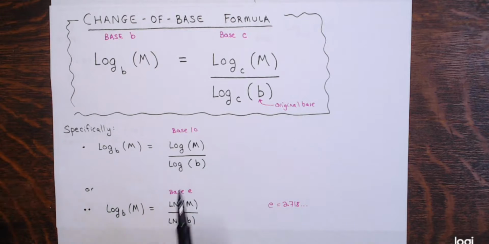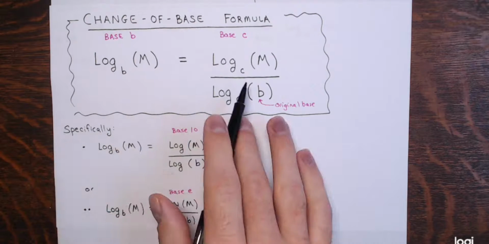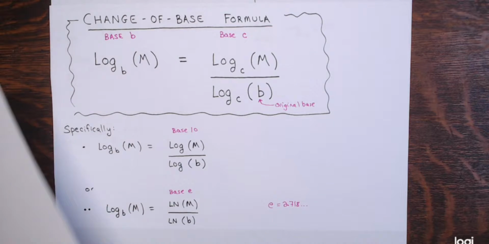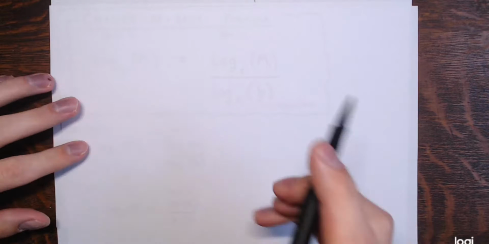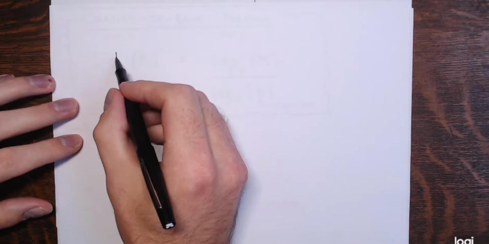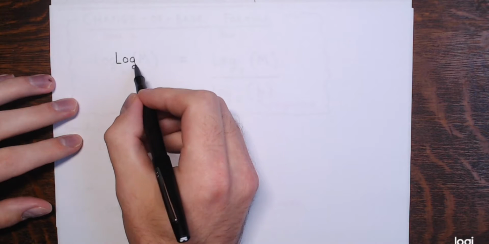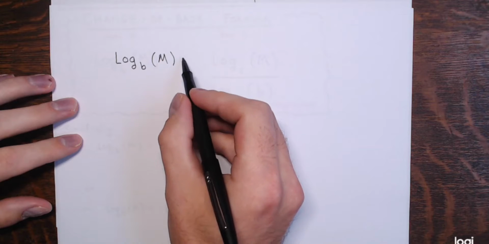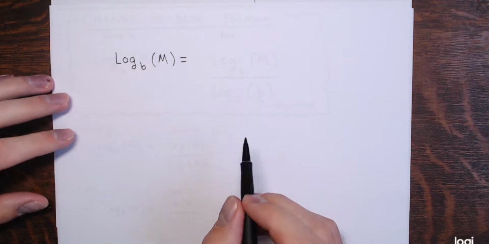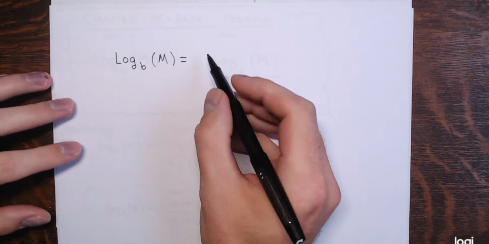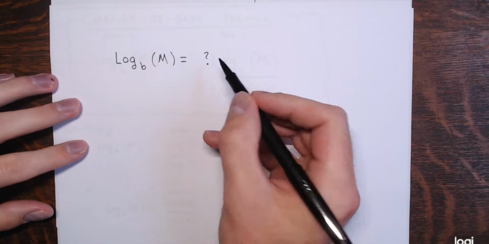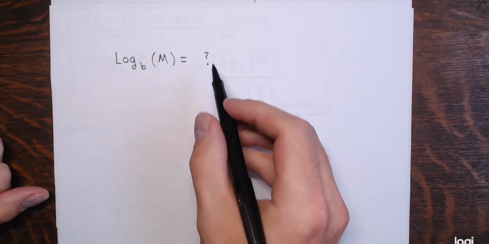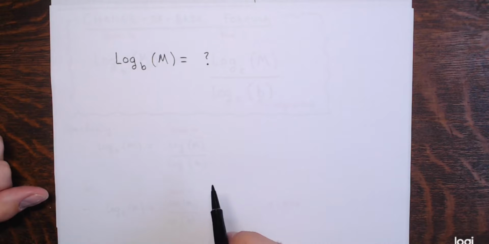All right, now why does this work? Before we get into our questions, why does this work? So again, say we're asked to take the log base b of m, and I don't know what this is. Say we don't know the value. It's equal to question mark. Or you can call it x or something. I'm just going to use question mark.